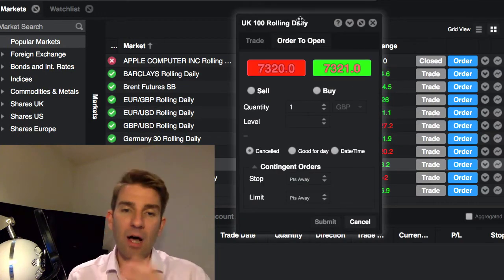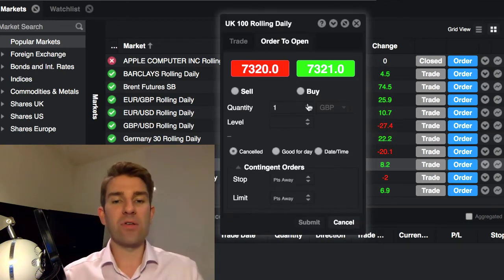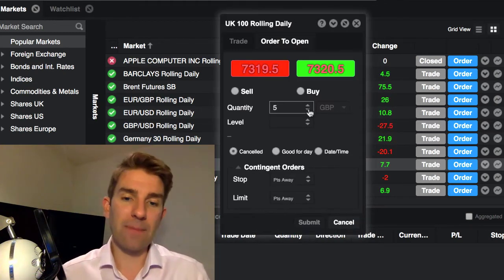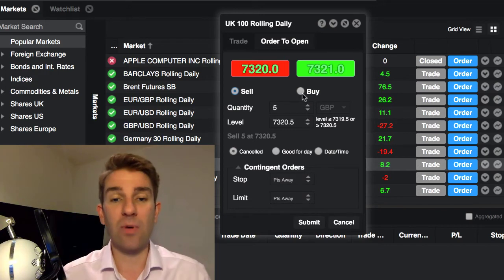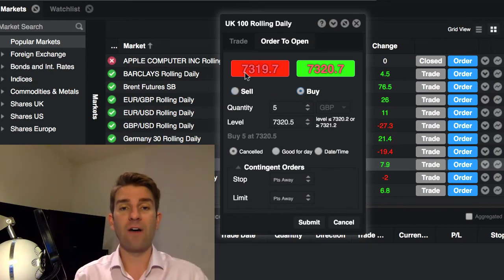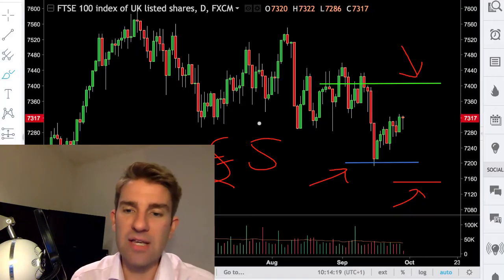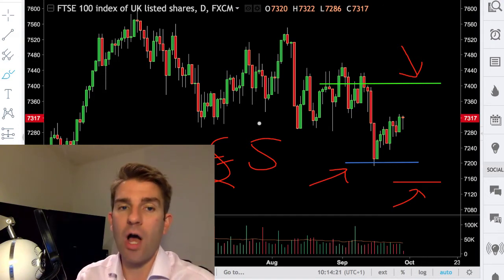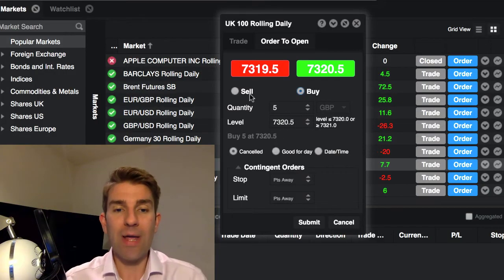the order button. Up comes my order, and we've already decided we're going to do £5 a point. I'm in the spread betting platform here, could be in the CFD. Already decided we're going to go long, haven't we? We're going to go long, £5 a point. Remind myself where we're taking the trade, 7,200.